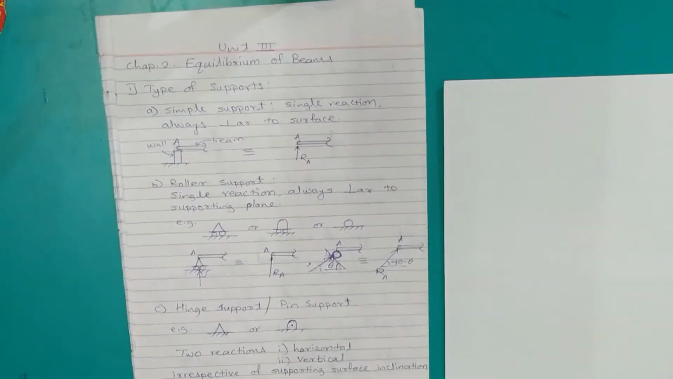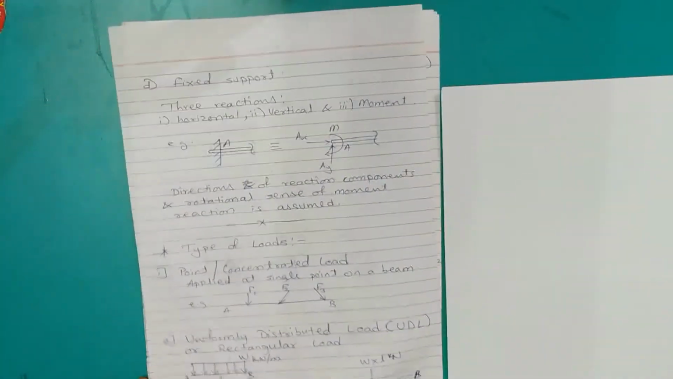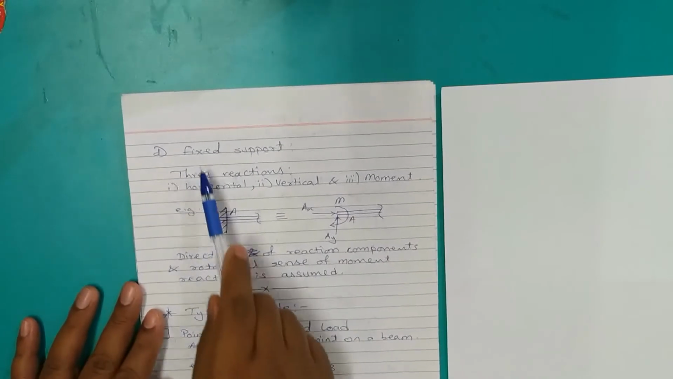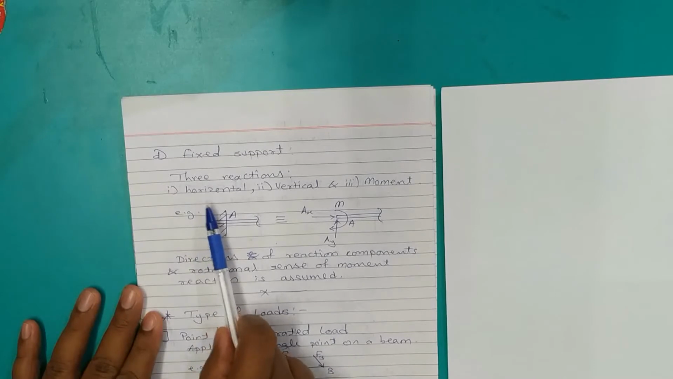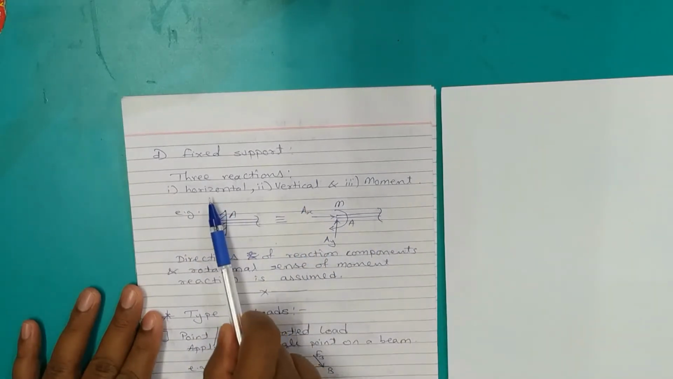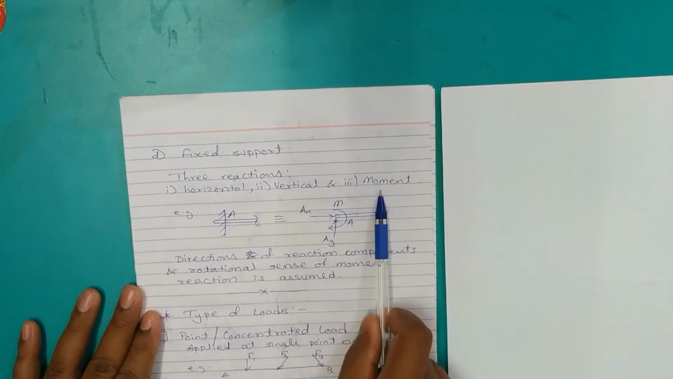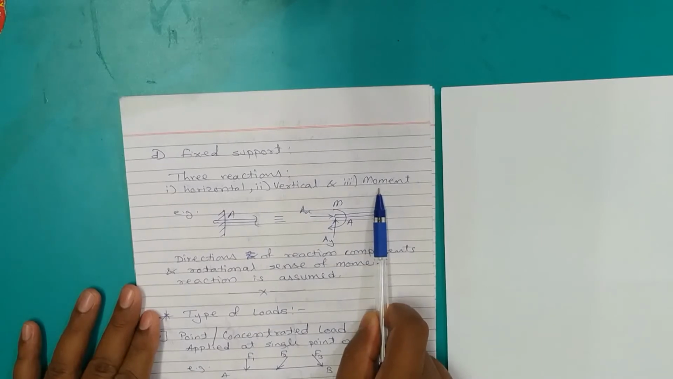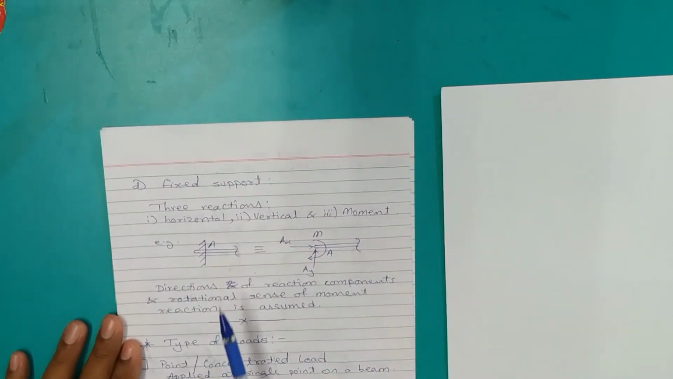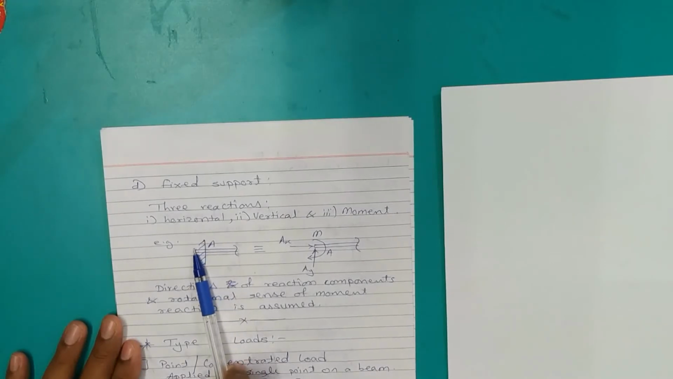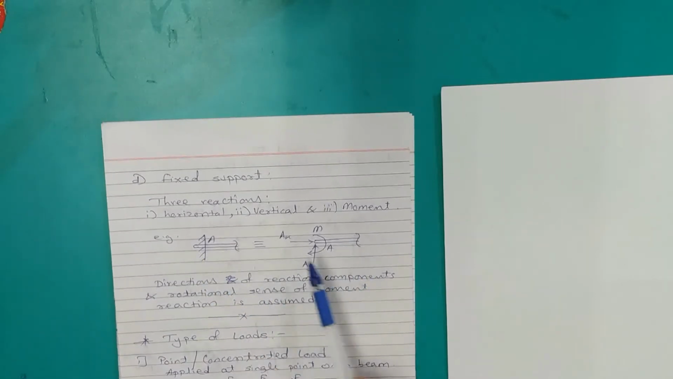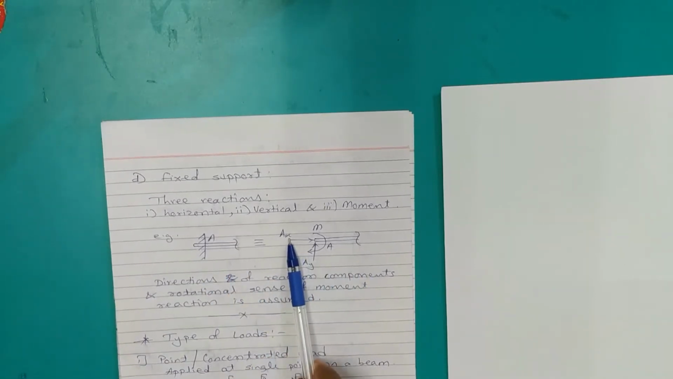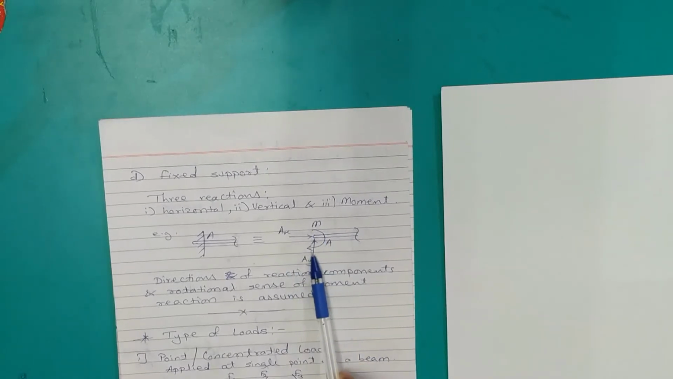Further, the next type of support for a beam is a fixed support. Now, a fixed support always has three components: one horizontal, one vertical, and the third one will be a moment. Moment is nothing but rotation. So if one end of a beam is, let's say, buried, fixed in a surface, or let's say in a wall, in that case we are going to have three reactions: Ax horizontal, Ay vertical, and one moment.